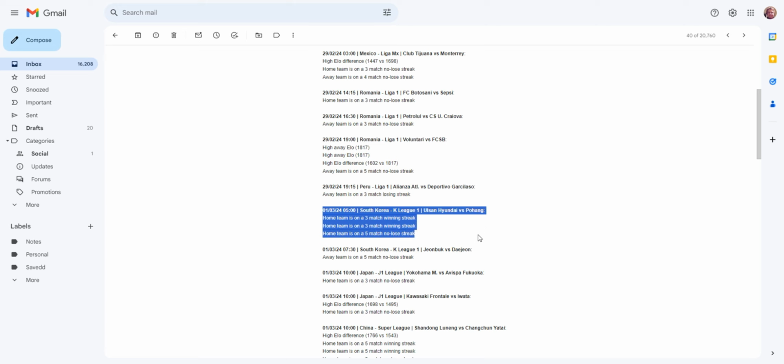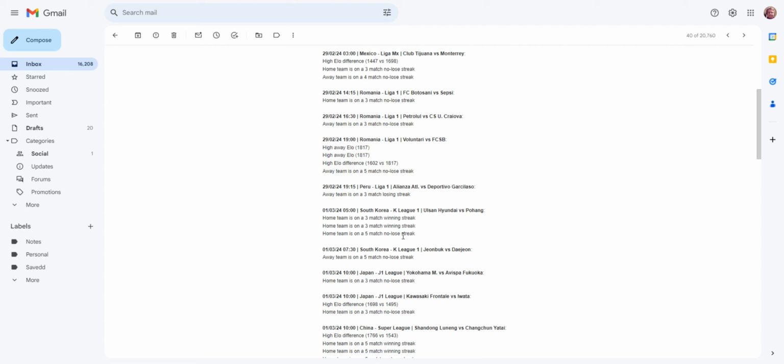As you can see, South Korea, K-League 1, Ulsan Hyundai versus Pohang. Okay, now there's three very clear trends all in the same match, and they're all the same statistic. It's quite interesting. So three different things, but they're all on the same outcome, and they're all talking about the strength of the home team. So as you see here, home team is on a 3-match winning streak, but also home team is on a 5-match no lose streak. So this says to us that the home team is in pretty good form, right?